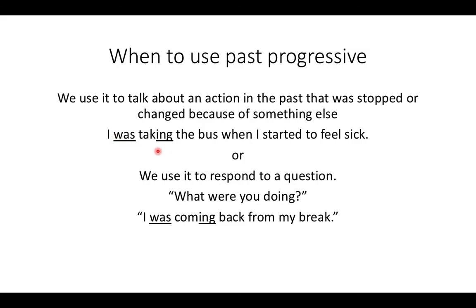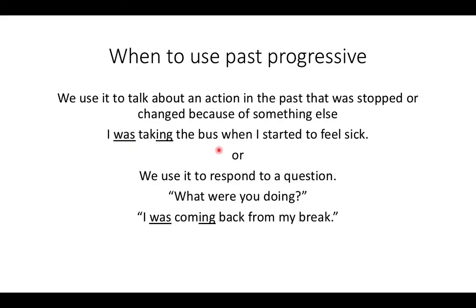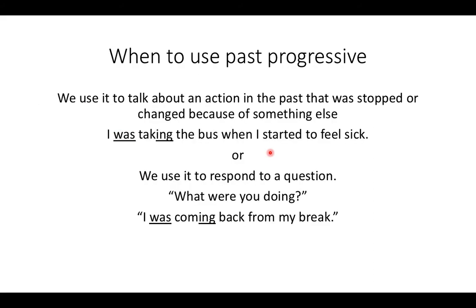And when you're using it about a past action, most of the sentences that we used, I didn't put anything at the end. But usually when you use this kind of verb tense, this kind of action, and telling people what time you did it, you put more at the end because you're talking about something in the past that changed because of something else that happened. So, for example, I was taking the bus when I started to feel sick.